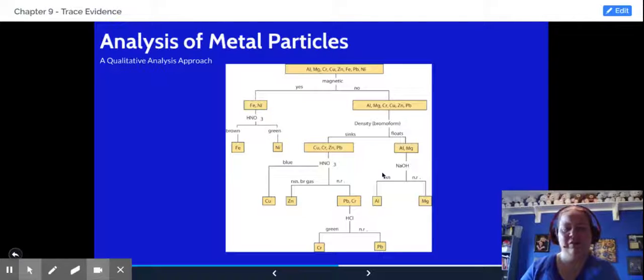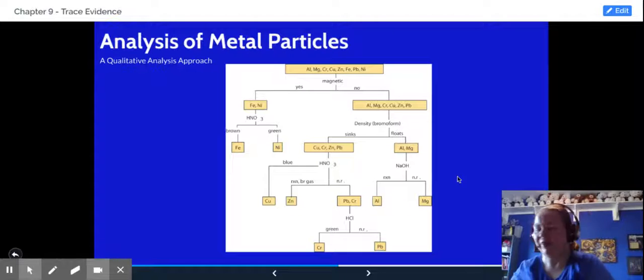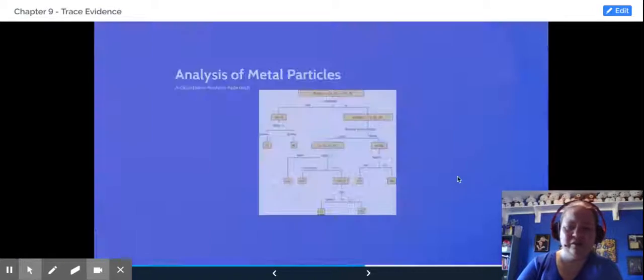And when it sinks or floats, you break it down further with HNO3 or sodium hydroxide. Then the reactions go branching down here. So make sure that you look at that. That chart is also found on page 247 in your textbook.